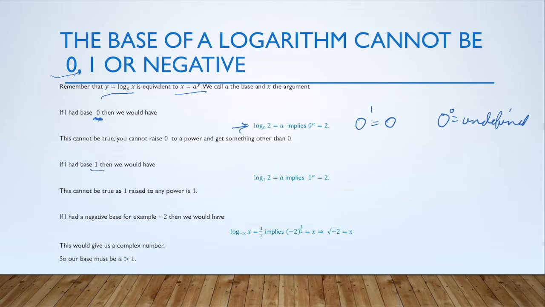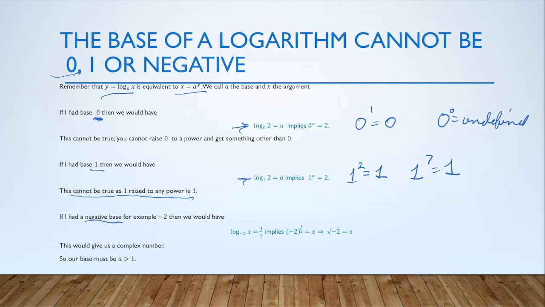Well, what if we had base 1? That would mean if I had log base 1 of 2 and I got some number out, would imply that 1 to some power would give me 2. And that's not true because 1 to any power is always going to be 1. So that's why we can't have a base of a logarithm that's 1.